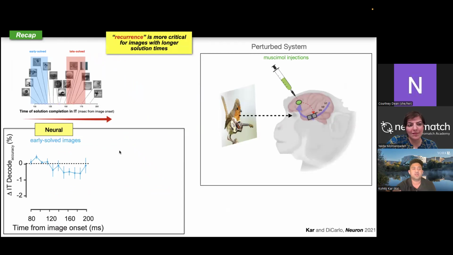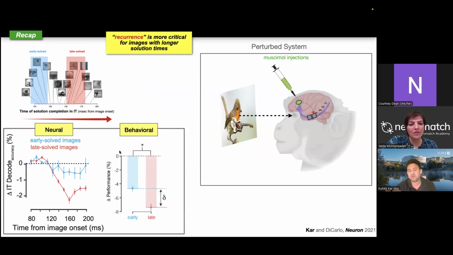Our neural analysis showed exactly that. If you look at the neural predictions, these predictions are much worse. The deficit was much higher for the late solved images. Same with behavior. There were deficits observed in both sets of images, but the late solved images showed much higher deficits. Again, I'm summarizing a very detailed study in two minutes. If you want to know the details, please look up the paper, get in touch with me, and I'll be happy to answer more questions about it.